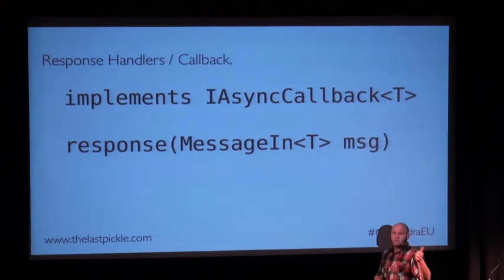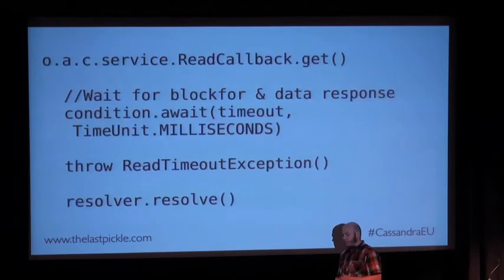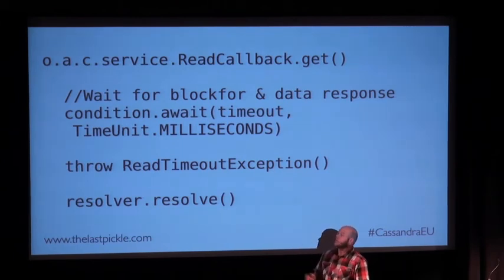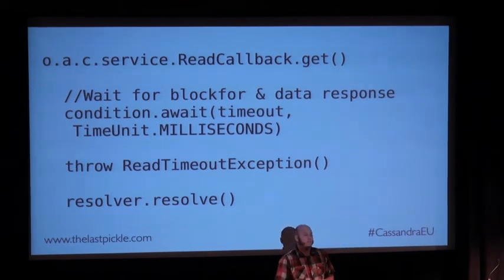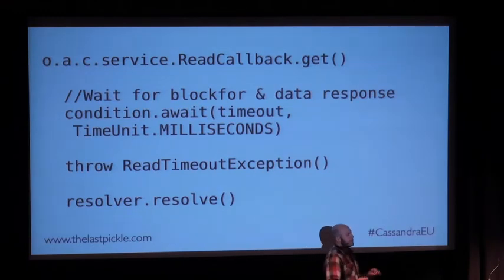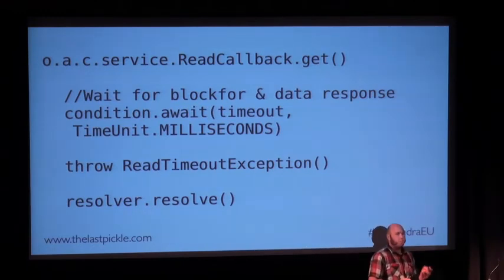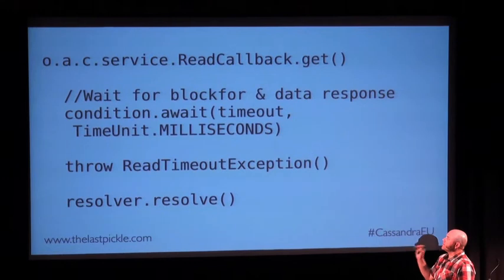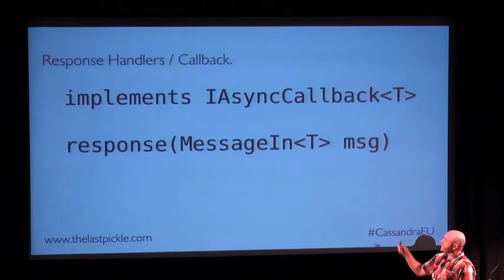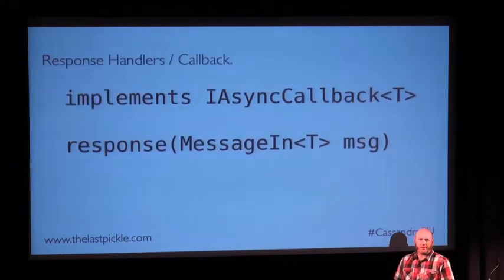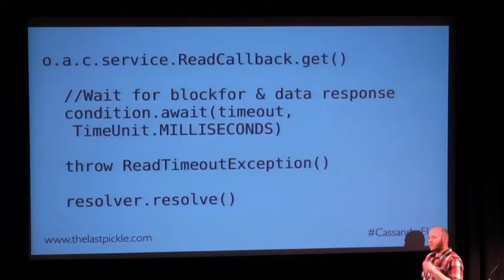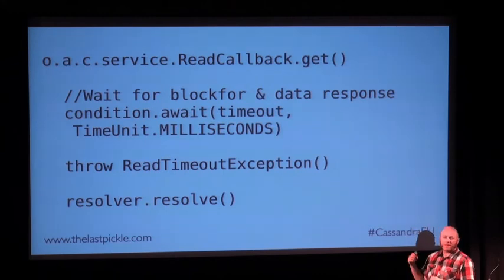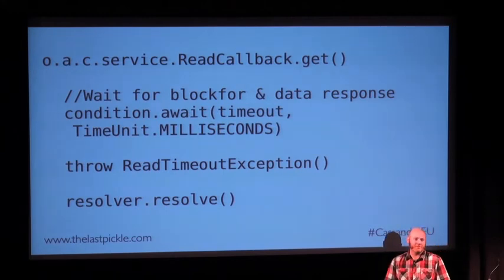So it comes into the response function. And we've got a great implementation of that in the ReadCallback class. In the get function, we come in and we wait on this condition to be set. So we've got the thread coming in on the get call. We're waiting for the condition. The condition is set once we've got enough calls to response over here. And what we're waiting for is the number of nodes that you specified in the consistency level and that the data response was handed over.